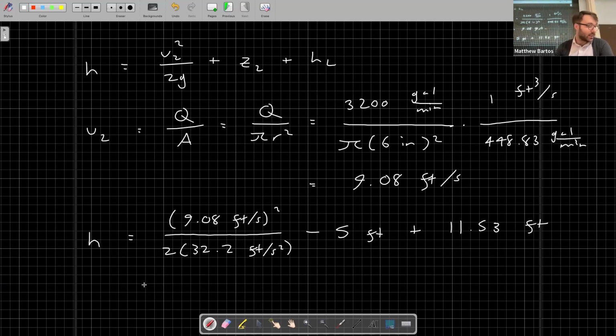If we compute this value for H, we get 7.81 feet. So that is the height in the tank needed to support a flow rate of 3,200 gallons per minute.